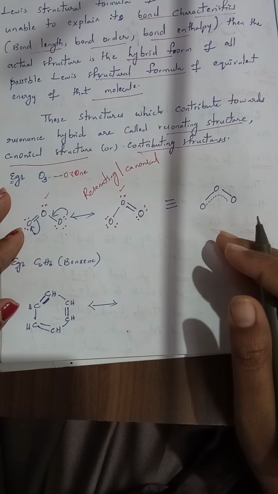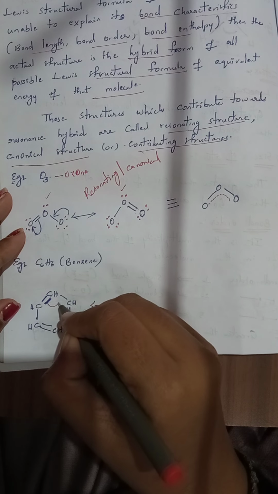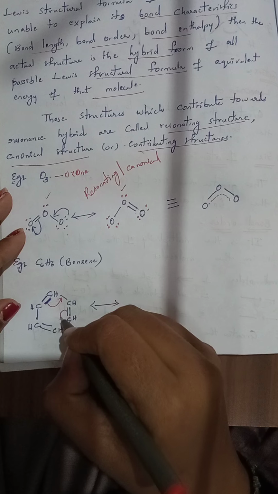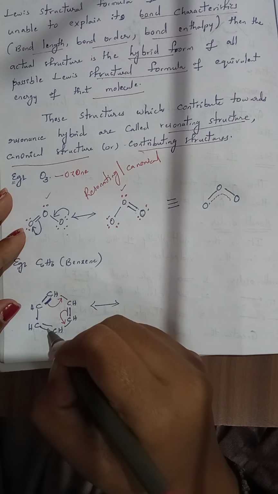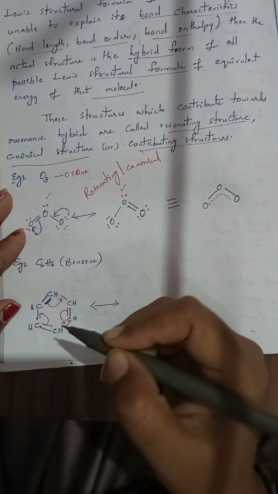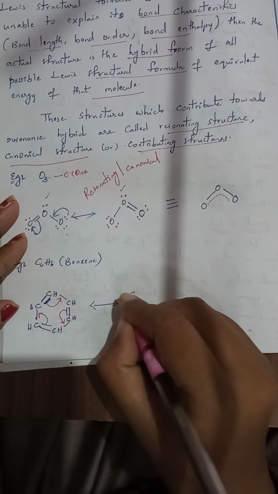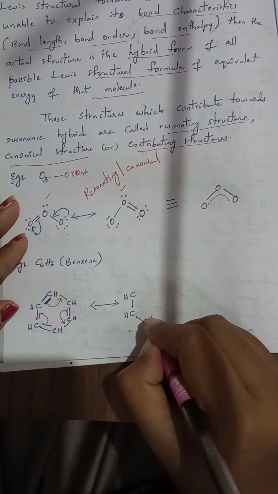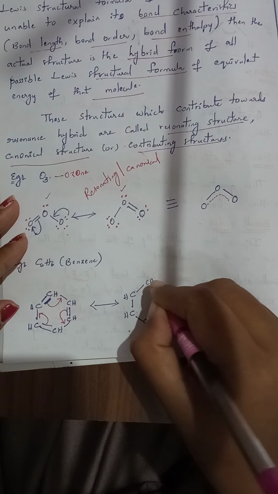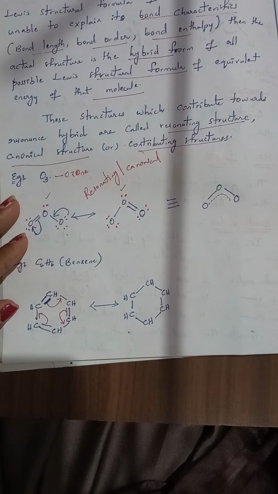It keeps on delocalizing; it participates in delocalization. When this pi bond moves here, immediately the adjacent pi bond moves to the adjacent single bond. Then we will get one more resonating structure, that is CH, CH, CH, CH, and here CH, here CH, and here CH.